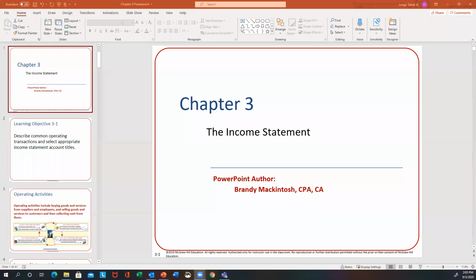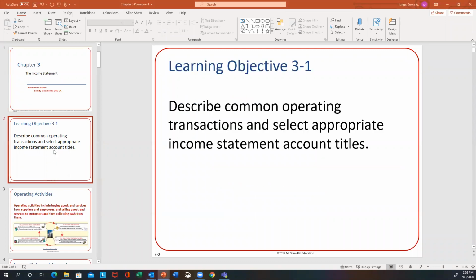All right, so in chapter 3, we are going to be dealing with the income statement, and we're also going to be talking about the different types of transactions that are going to be affecting the income statement, whether it's going to be revenues or expenses, and we'll also explore some of the different account titles on the income statement.